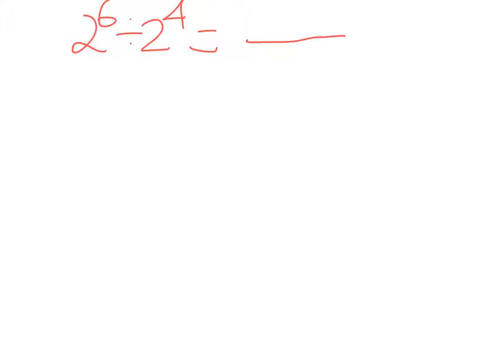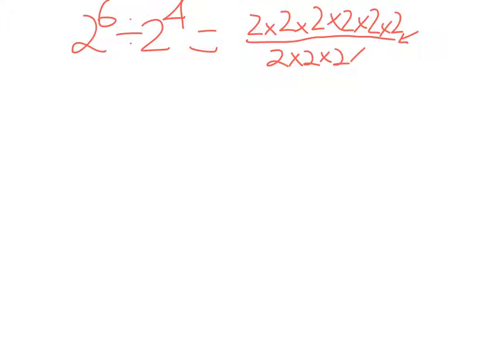So on the top of the fraction, I'm going to write 2 to the power of 6. I'm going to write it in expanded form. So there should be 6 2's. Okay, so that's 2 to the power of 6. This middle fraction line here means divide. So on the bottom, I put 2 to the power of 4. Again, I'm going to write it in expanded form.